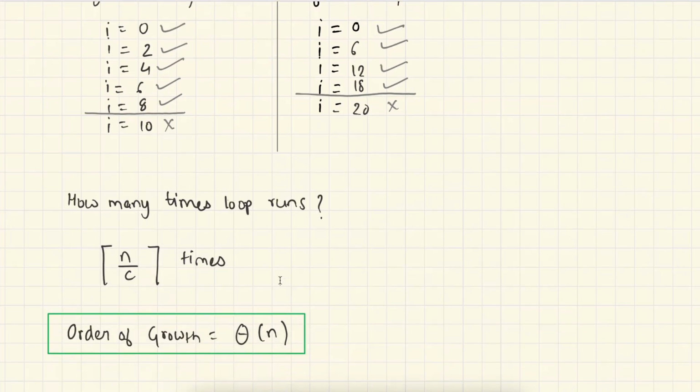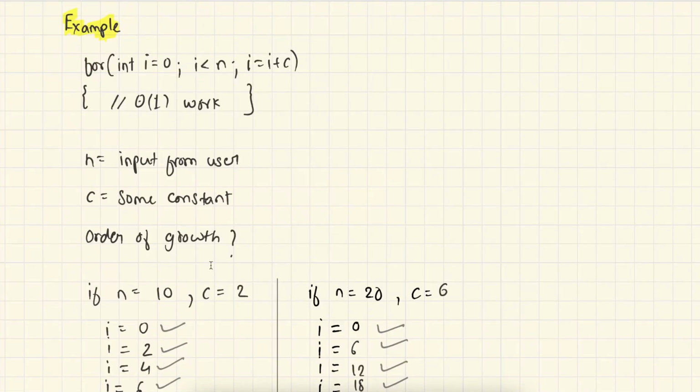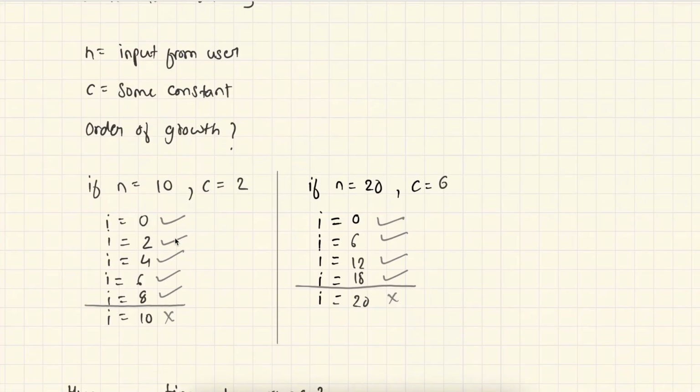So how do we represent order of growth in asymptotic notation? We use theta notation for the exact bound. So here also we use theta notation, and we are generally not interested in constants and lower order terms. So we cancel out the c, and it becomes theta of n. So the order of growth of this for loop is going to be theta of n. So far so clear? Okay. This problem is easy. We can easily get the order of growth by dividing n by c.